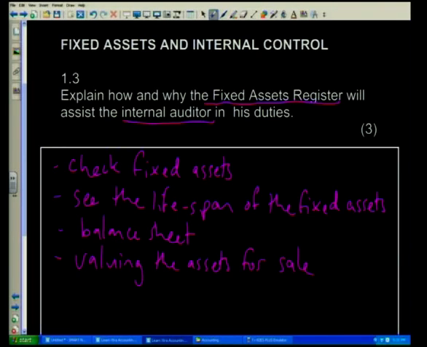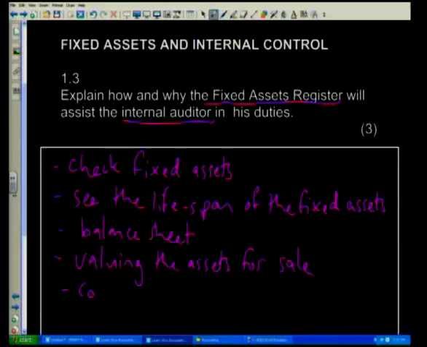So it wouldn't be any use to us if we didn't know what our vehicle was worth on the day that we are intending to sell it. And a fixed assets register will keep track of that so that we are at any time of the year able to know how much a vehicle is worth, how much a piece of equipment is worth, when we bought it, from whom we bought it, and how much use it's been to us. So as a result, the internal auditor will be able to use the fixed assets register as a very important control mechanism for the business.